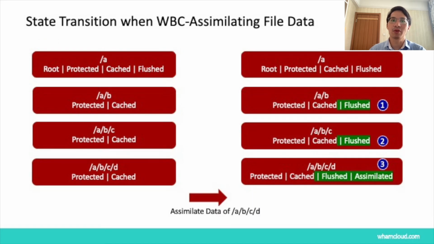So this diagram shows how state flags change for the WBC simulation operation. After WBC simulation, the page cache of a file will be managed by the normal Lustre mechanism, not the writeback cache anymore. So the data can be flushed to the OST when we need to.